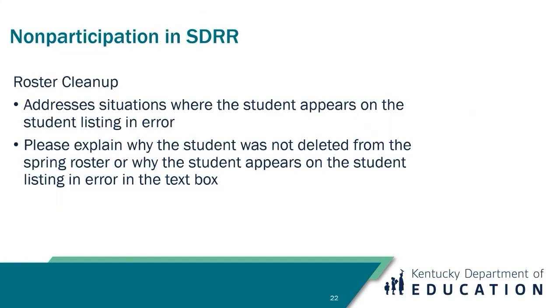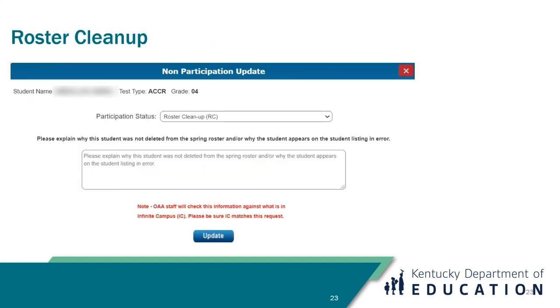You need to do that. Now, I talked to you about roster cleanup. Remember, roster cleanup is a non-participation in SDRR that only occurs during data review. It addresses a situation where the student appears in the student listing in error. And then you have to explain why the student was not deleted during spring rosters, or why the student appears on the student listing in error in the text box. So I'm going to show you on the next one what that looks like.